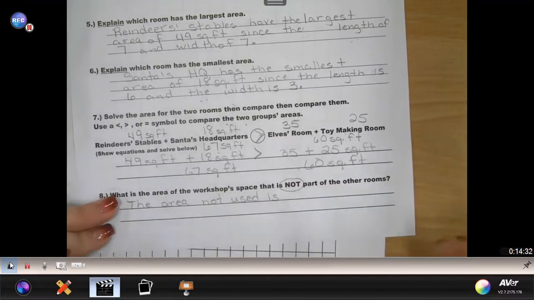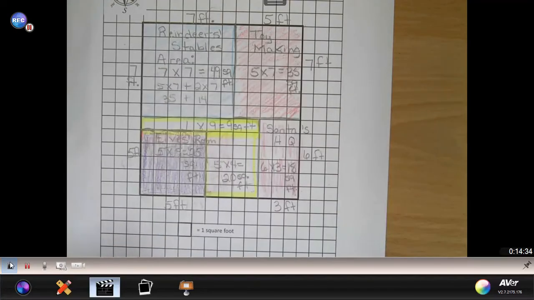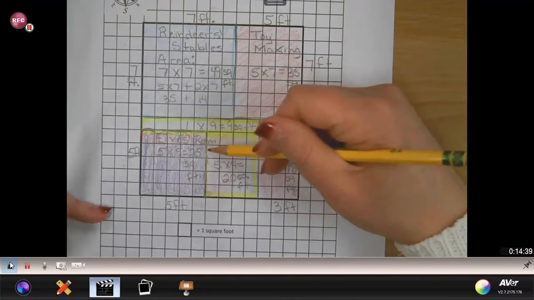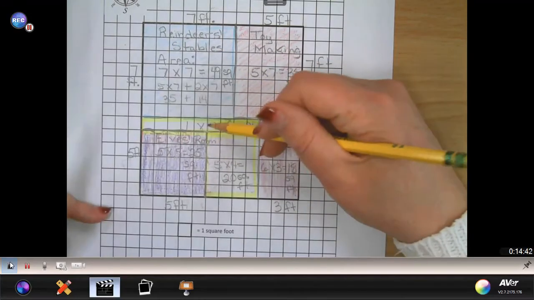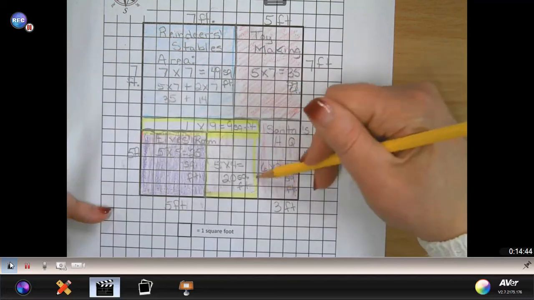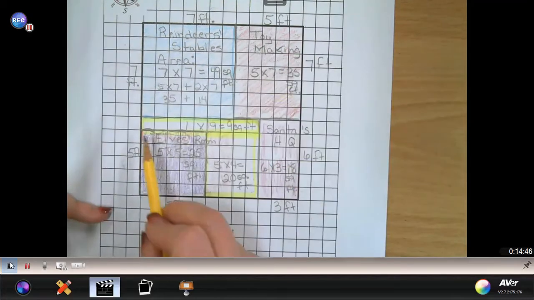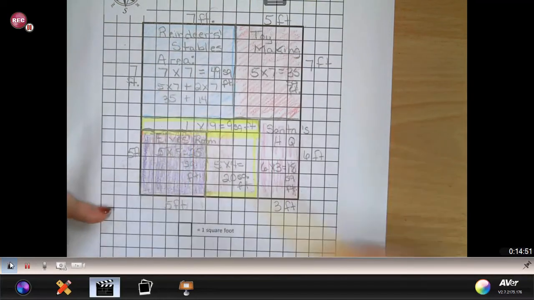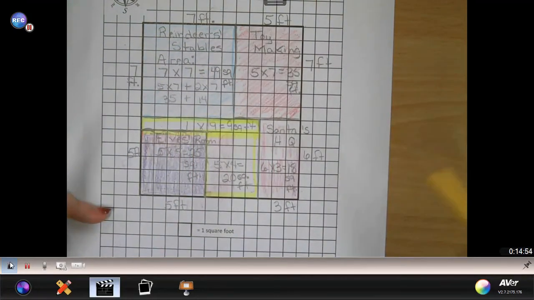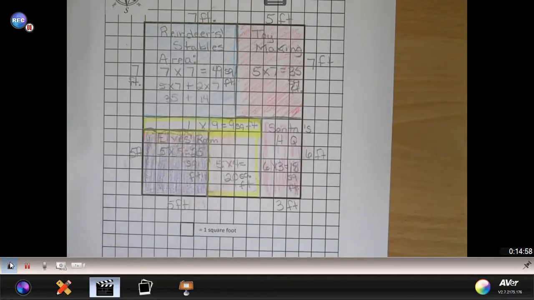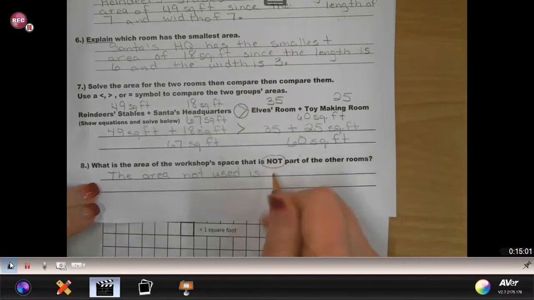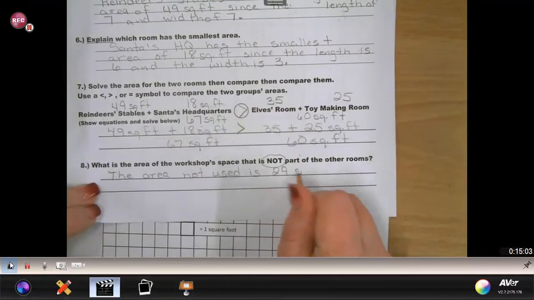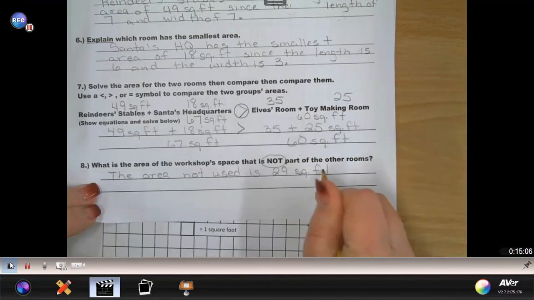is. Now you might think about this a little differently. Let's just say, for example, maybe you didn't think about it this way, but if you wanted to extend this one more row up, you could have actually done 6 by 4 and then a 1 by 5. So it all depends on how you break up those rectangles. So the area that's not used is 29 square feet.